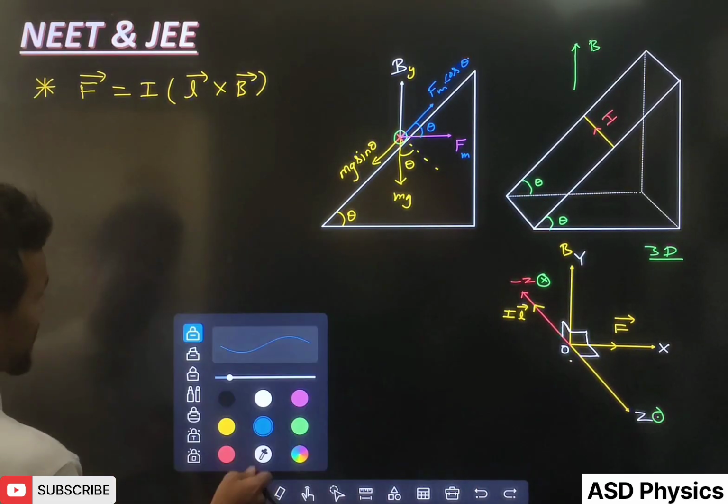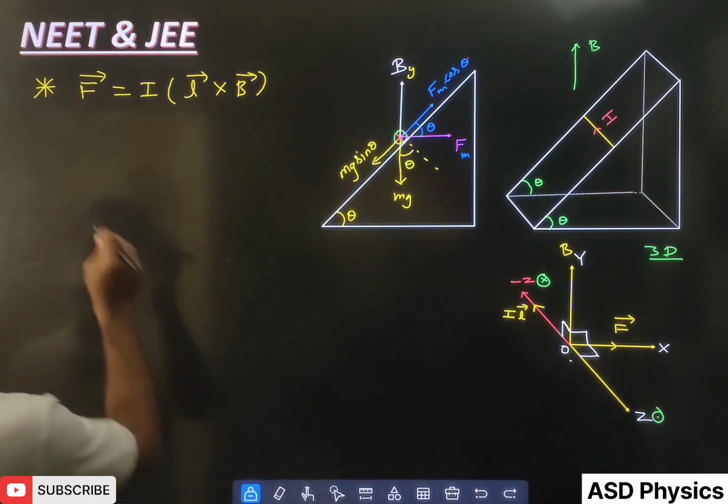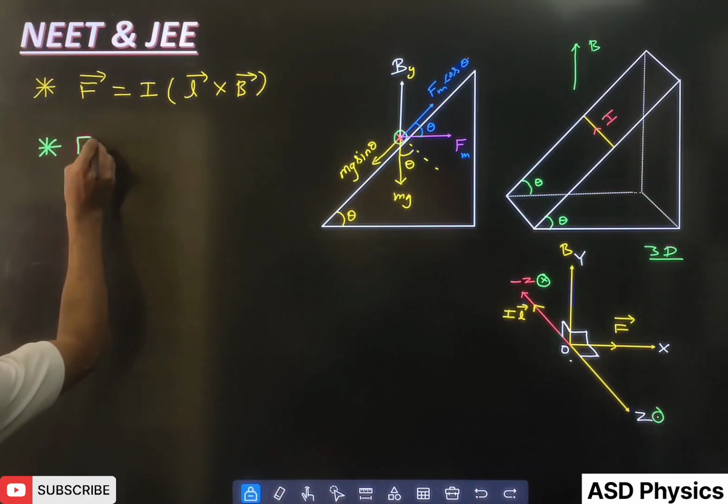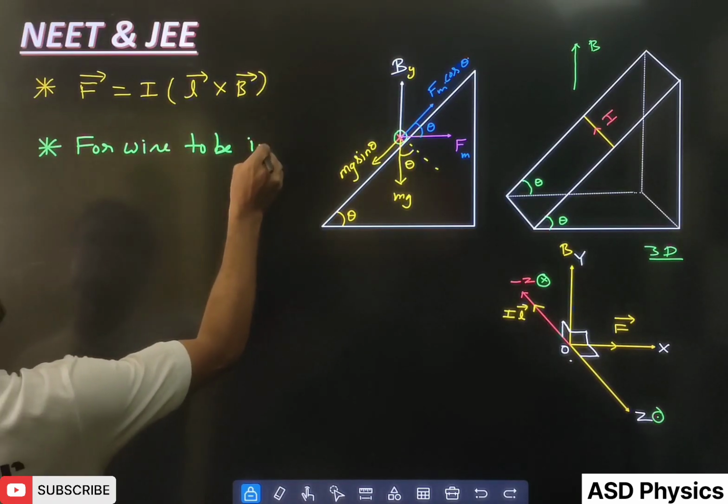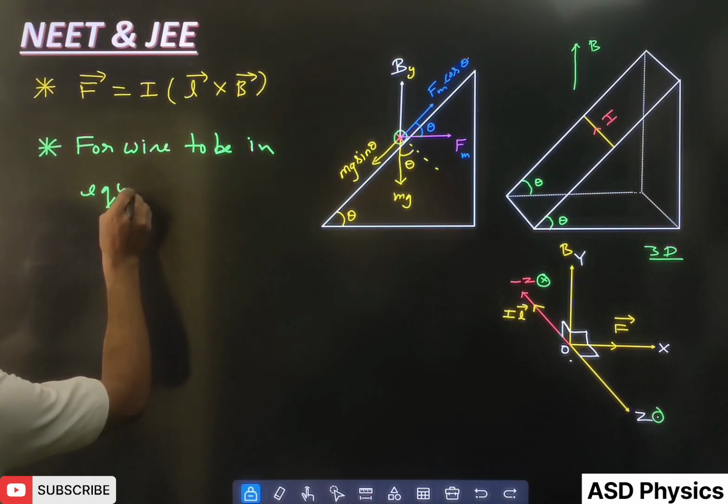Okay, so remember that here, students, if we talk about it, for the wire to be in equilibrium, what is there?